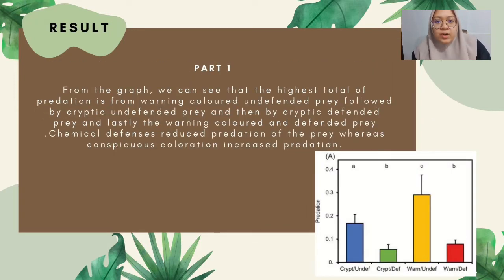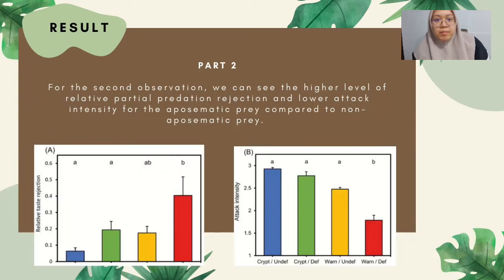For the summary of the result, we can see that there are two parts. The first one is, we can see from the graph that the highest total of predation is from warning colored undefended prey, followed by cryptic undefended prey, and then by cryptic defended prey, and lastly the warning colored and defended prey. This can summarize that chemical defenses reduce predation of the prey, whereas conspicuous coloration increases predation. From the second part, we can see that the higher level of relative partial predation rejection and lower attack intensity for the aposematic prey compared to non-aposematic prey from graph A and B.